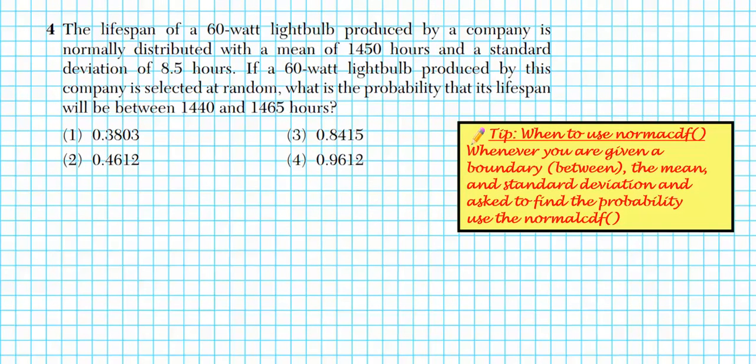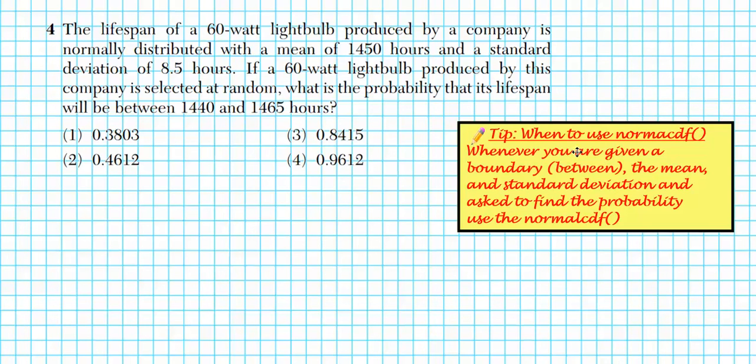All right, let's take a look at question number 4. It says the lifespan of a 60-watt light bulb produced by a company is normally distributed with a mean of 1,450 hours and a standard deviation of 8.5 hours. If a 60-watt light bulb produced by this company is selected at random, what is the probability that its lifespan will be between 1,440 and 1,465 hours?